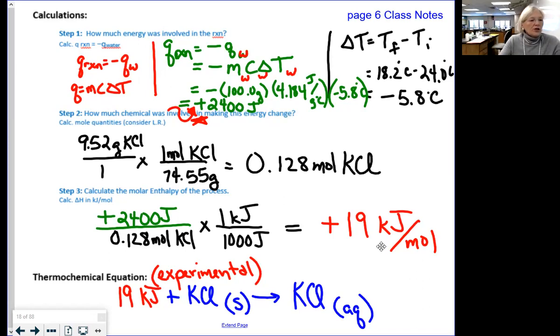All right, so the experimental thermochemical equation is KCl as a solid going to be KCl as aqueous. I put the 19 kilojoules on this side because it is endothermic. The reaction is for 1 mole. This quantity of 19 is for 1 mole. I put it right in.